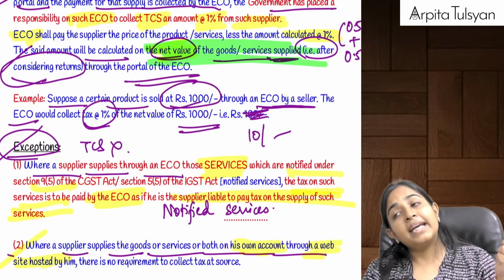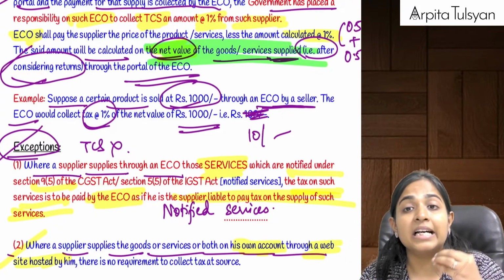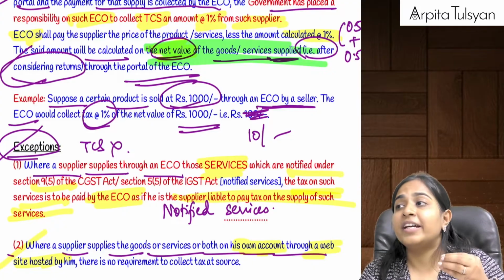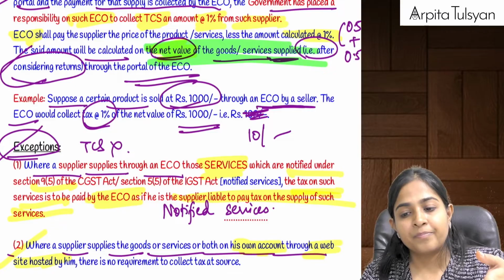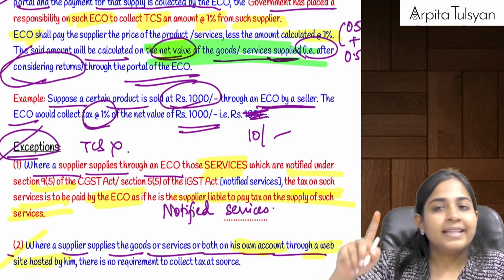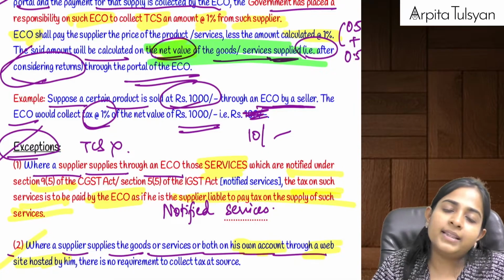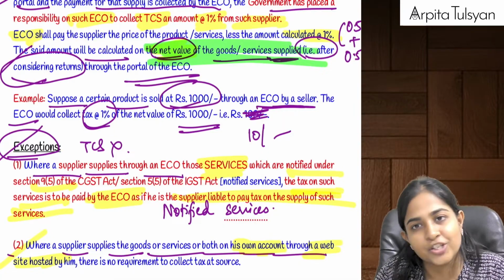Okay, but if there is any other supply of goods, or if there is any other supply of services other than notified services, for example, I am providing coaching services through an e-commerce operator that was not covered in that list. So in that case, TCS provision will be applicable.